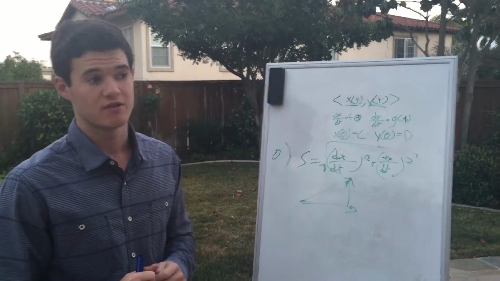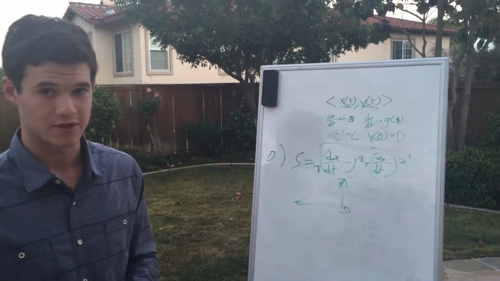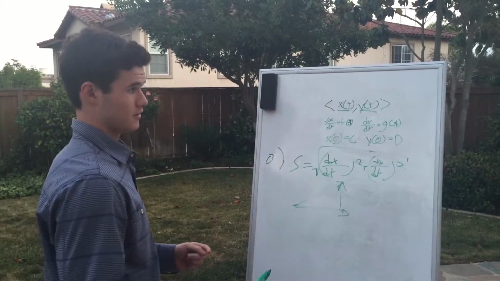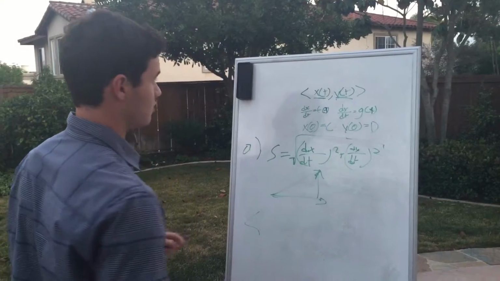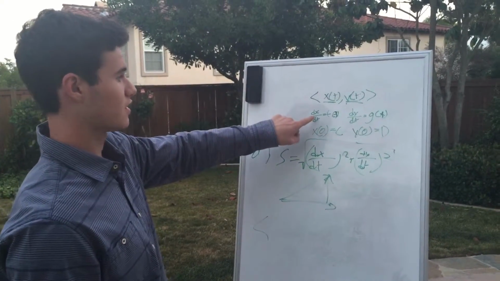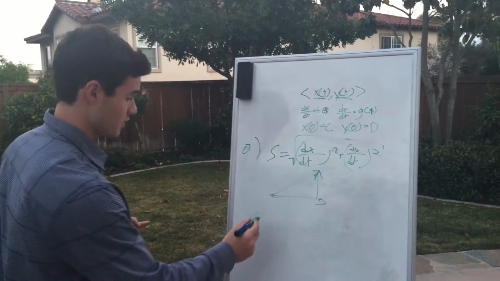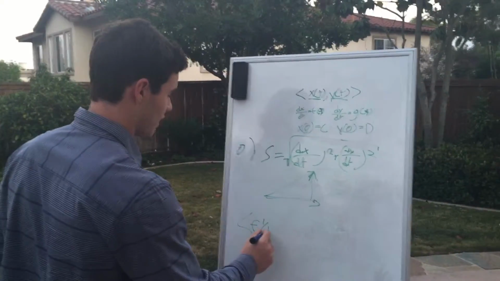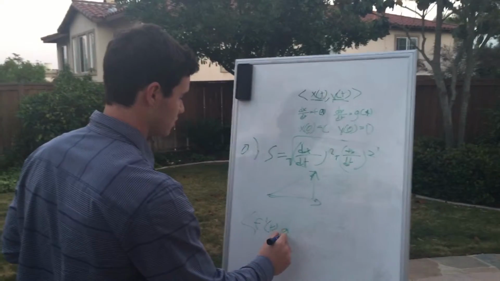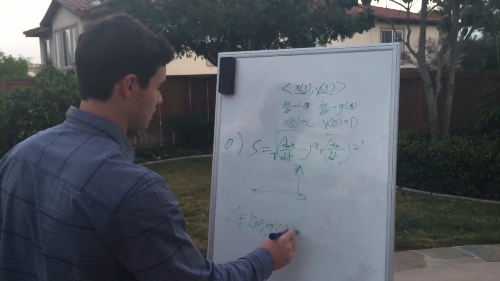The next part of part A asks for the acceleration vector. This is pretty simple. All we have to do is take the derivative of the velocity vector to get the acceleration. So it's just going to be f prime of t, comma, g prime of t.